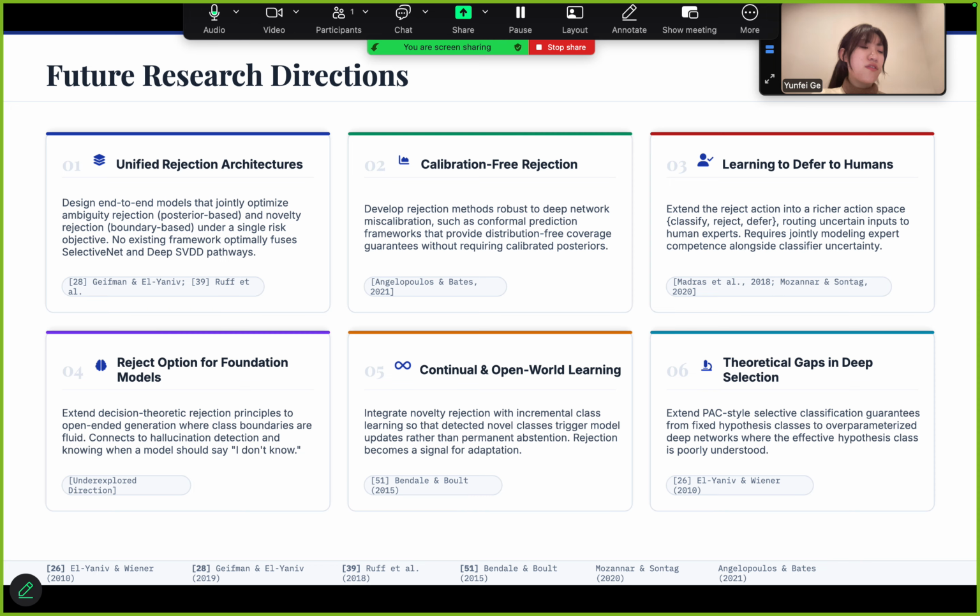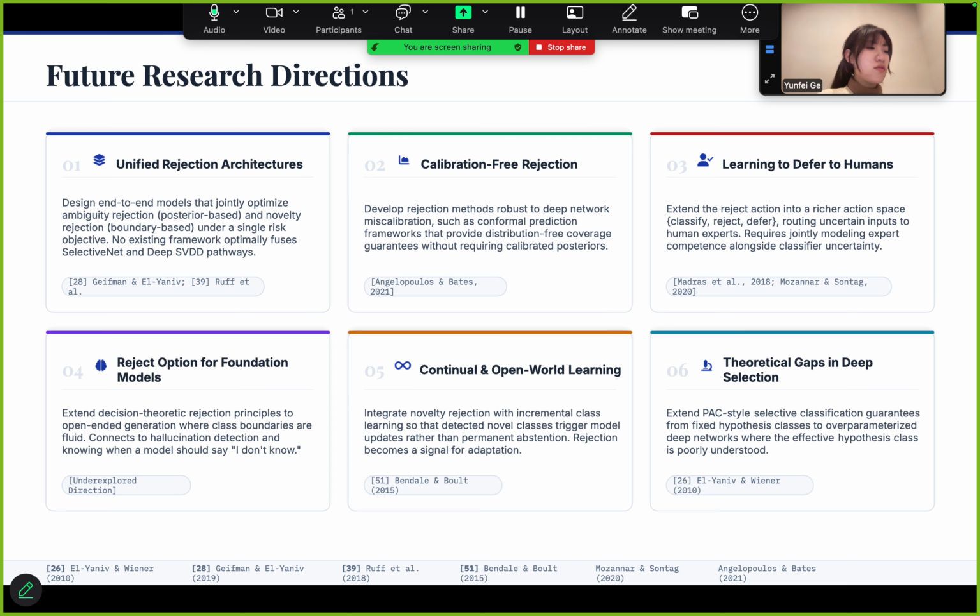3. Learning to defer to humans. The reject action can become a defer action, routing uncertain inputs to a human expert. This requires jointly modeling expert competence alongside classifier uncertainty. 4. Reject option for foundation models. When a language model should say, I don't know, it's actually the same question. Connecting decision-theoretic rejection to hallucination detection is largely unexplored.